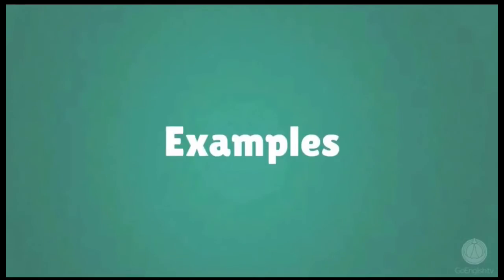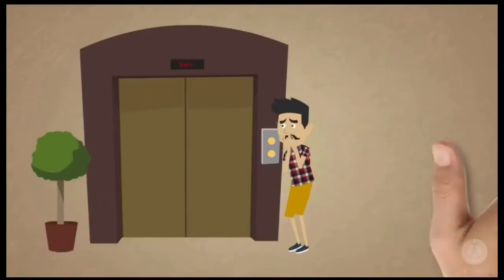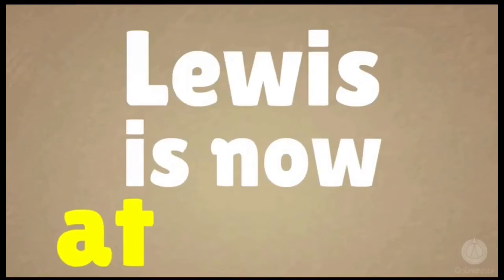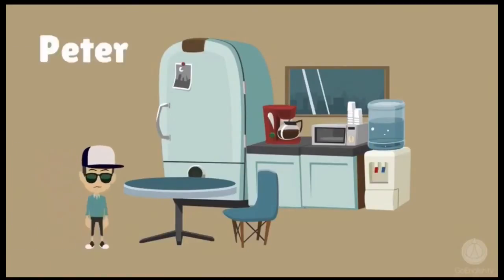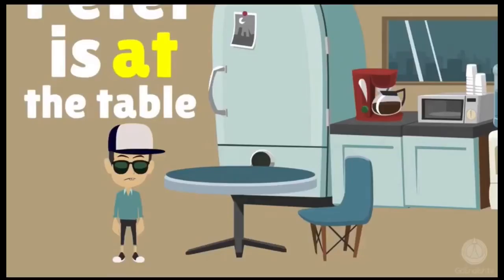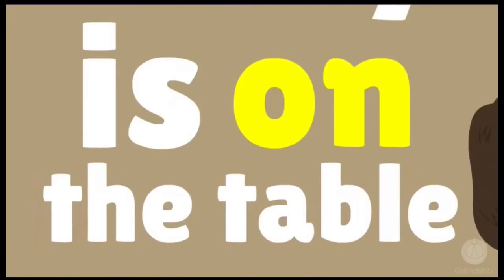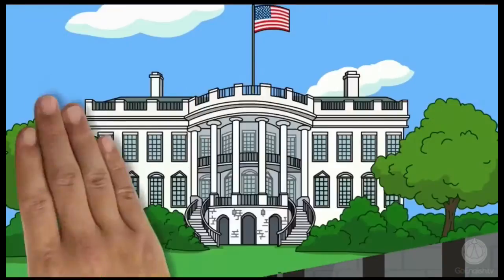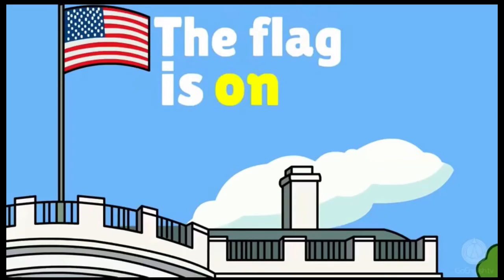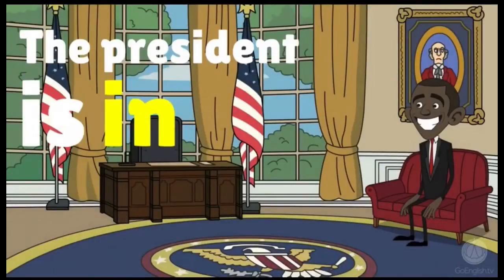Examples. Lewis is in the lift. Lewis is now at the lift. Peter is at the table. Jenny is on the table. Brian is in jail. The flag is on the White House. The president is in the White House.